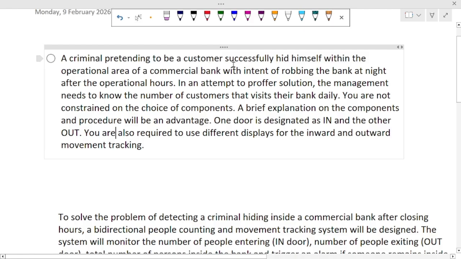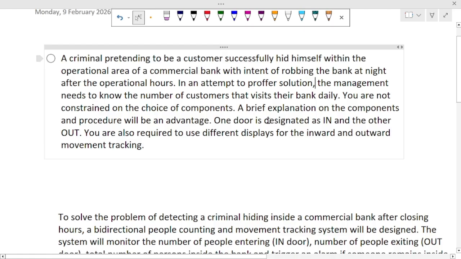So let's continue. With the intent of robbing the bank at night after the operational hours, in an attempt to what solution? The management needs to know the number of customers that visit their bank daily. You are not constrained on choice of component. That means you can use as many components as you want, whichever components, but it should solve the problem. So a brief explanation on the components and procedure will be an advantage. So you can explain the components and explain the procedure.